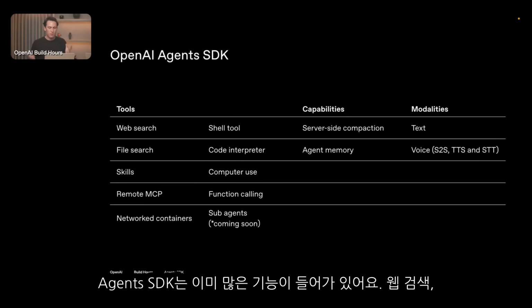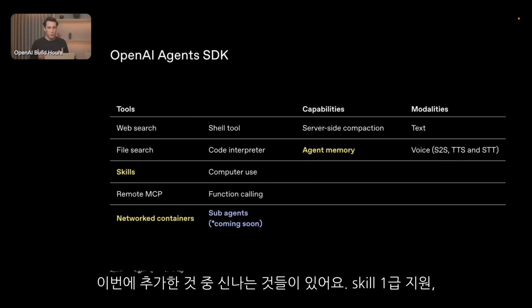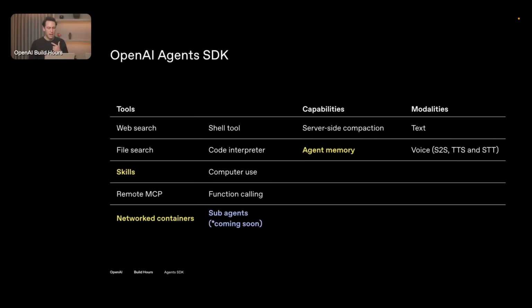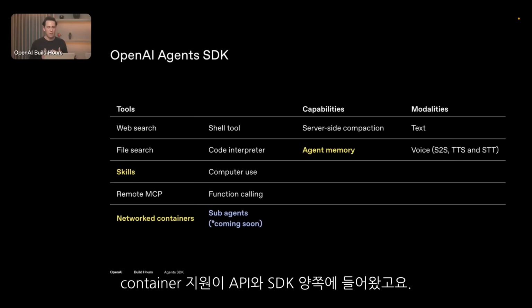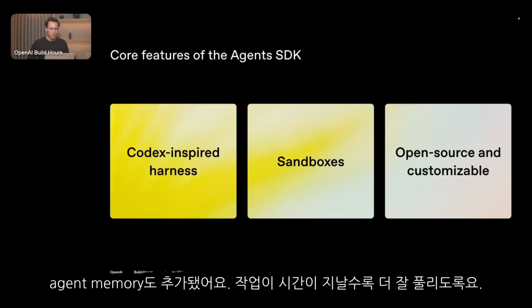So the Agents SDK is already fully packed with a ton of features that you might have already been using, things like web search, file search, agent memory, in addition to some modalities that you've probably been using, text and voice. There are some new things that we're pretty excited about that we've added. So this is first class support for skills. Networked containers is a new thing in the API and also in the SDK. And then we've also added agent memory, so your tasks can improve over time and get better as they go.